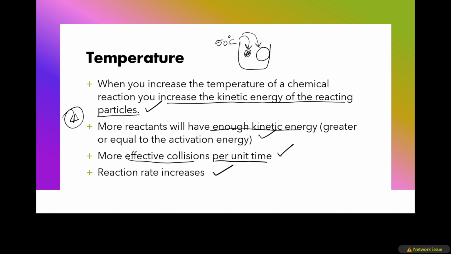If they say the effect of decreasing the temperature on reaction rate, you just do the opposite. You say that when you decrease the temperature, you decrease the kinetic energy of the reacting particles, then there will be less reactants with enough kinetic energy, then there will be less effective collisions. Eventually the reaction rate will decrease. So the opposite is true for this one.